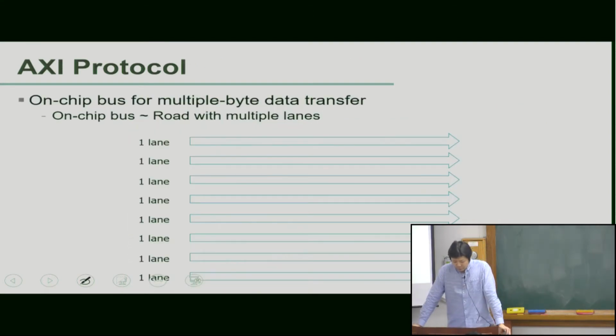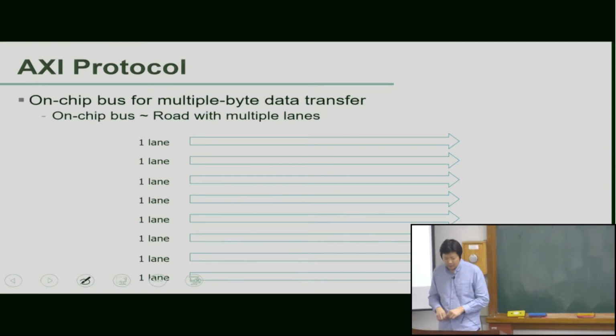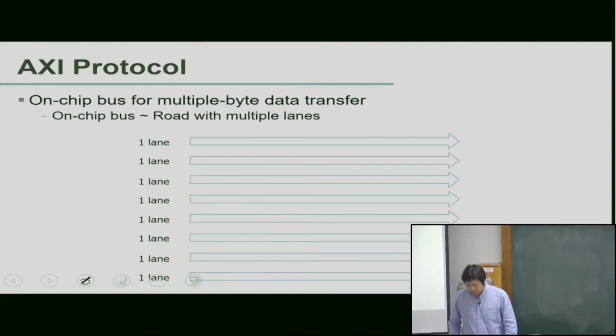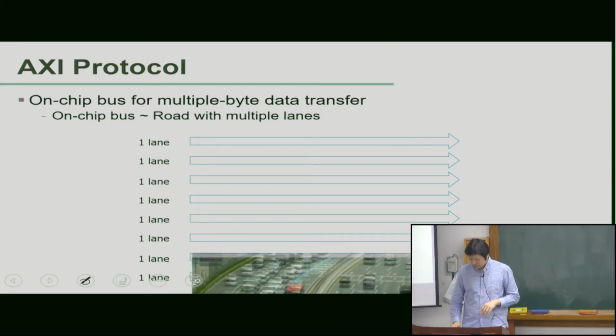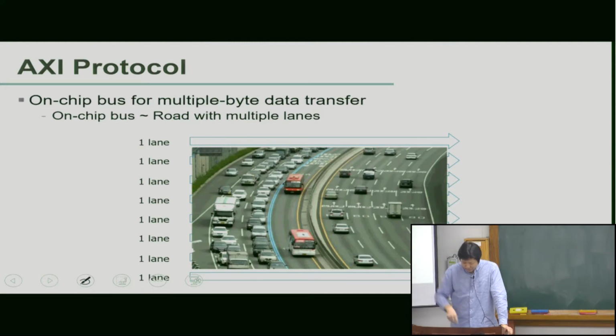So now we are moving on to this idea of burst length and burst size. Here, you can think of this bus as multiple lanes, and one lane sends 1 byte of data. Let's say if we send 8 bytes at a time, then we have 8 lanes. To make an analogy, an on-chip bus is like a road with multiple lanes. So multiple cars can run at the same time. So you actually have multiple lanes here.